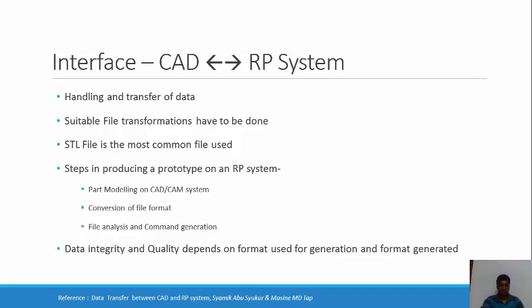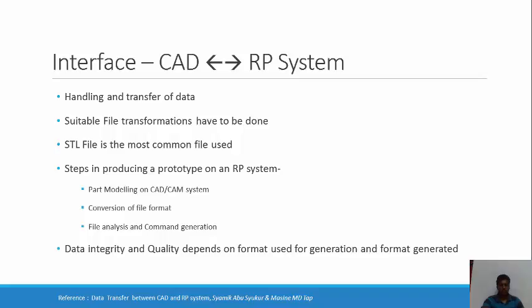Next we come to an interface that links both the CAD system and the rapid prototyping system. First, the main function of the interface is to handle and transfer the data of a given part from a CAD system to an RP system. An RP system uses the data from the CAD system to produce a model, prototype, part, component or product. However, an RP system cannot be used directly with the data from a CAD system. The data needs to be converted to a suitable file format so that it can be read and understood by the rapid prototyping system.